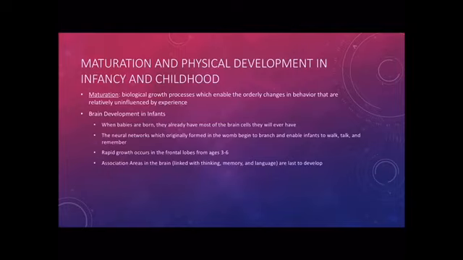So neural networks are what grow over time. But when babies are born, they have all of the brain cells they're ever going to have, but the pathways are then reinforced depending on how they use them. And then neural networks which originally formed in the womb begin to branch and enable infants to walk, talk, and remember.